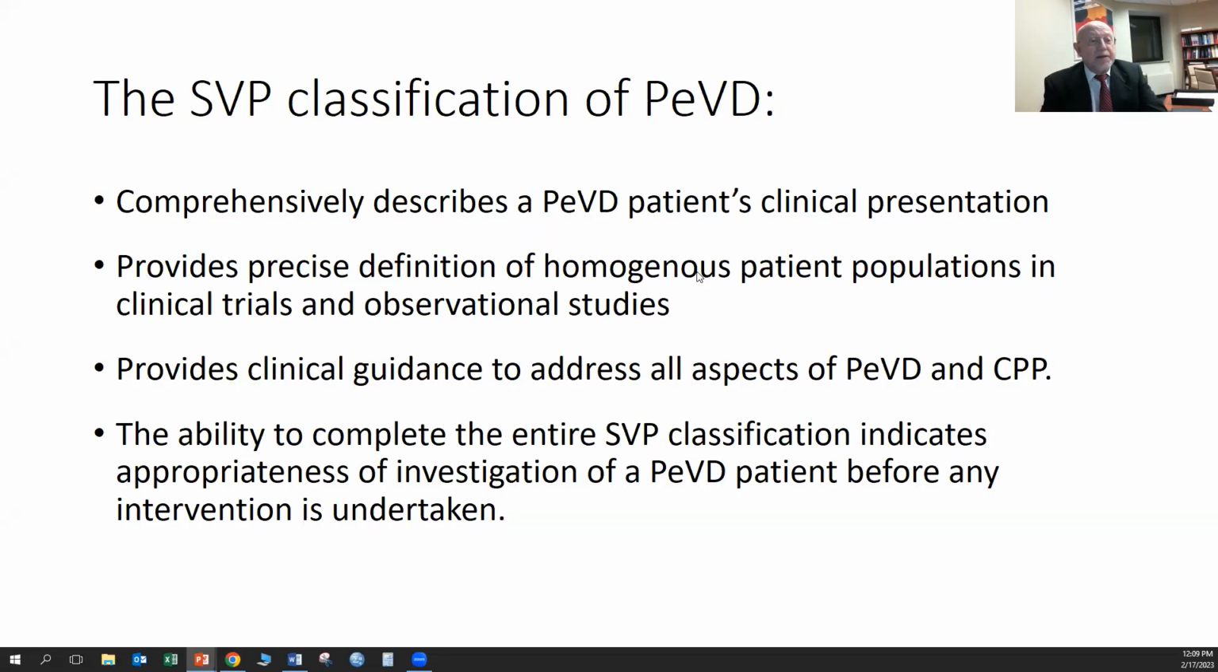In conclusion, the SVP is a comprehensive descriptive instrument which provides precise definition of patient populations for clinical trials and observational studies, but it also provides clinical guidance for evaluation of patients with chronic pelvic pain, and the ability to complete the entire SVP classification indicates completeness of investigation of patients with pelvic venous disorders.